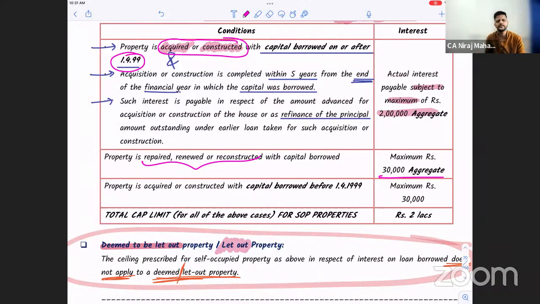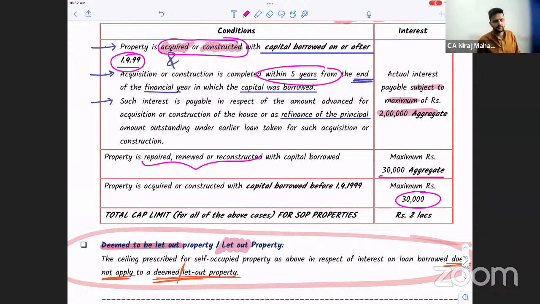What if the loan is taken before 1/4/1999? Again, the ceiling limit is 30,000 rupees. What if the acquisition or construction is not completed within 5 years? Again, the limit is 30,000 rupees. So there are only 2 limits, 2 lakhs and 30,000. Permutation combination means all the varieties and combinations. One house before 1/4/1999, another house after 1/4/1999. These things you have to understand.